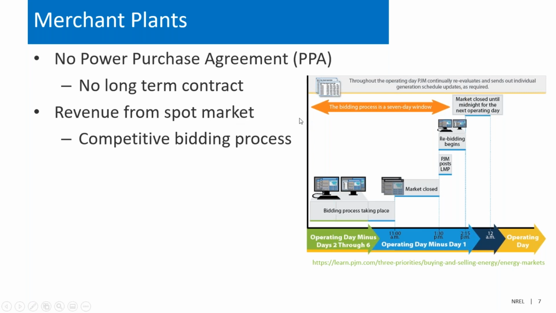Merchant plants will participate in the day-ahead spot market to generate revenue, as shown on the right in a diagram from the Regional Transmission Operator or Organization, PJM. Here, cleared prices can fluctuate due to other bidding suppliers and hourly demand. So while merchant plants have flexibility, it can be hard to predict revenue and riskier to make profit.